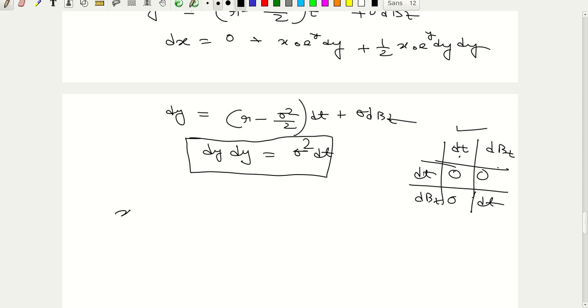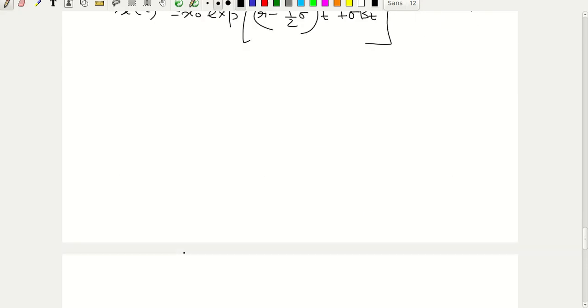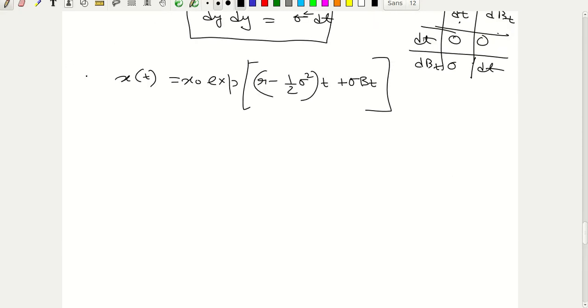And then if you integrate it, you will get x of t equal to x0 exponential of r minus half of sigma square into t plus sigma into Bt. So this is the solution. Now let's look at the numerical way to solve it, and then I will go to the coding part.